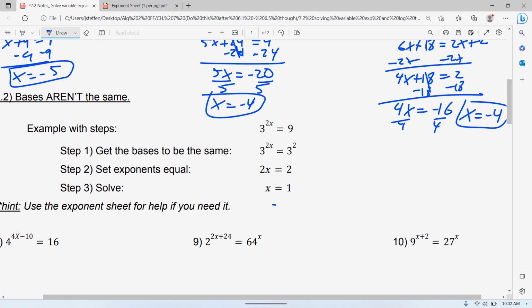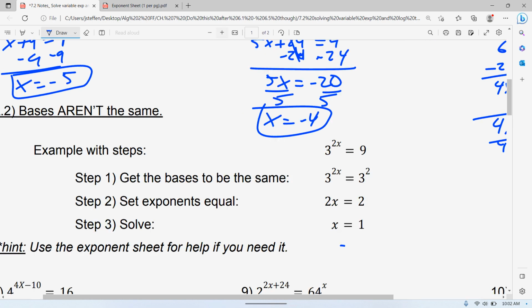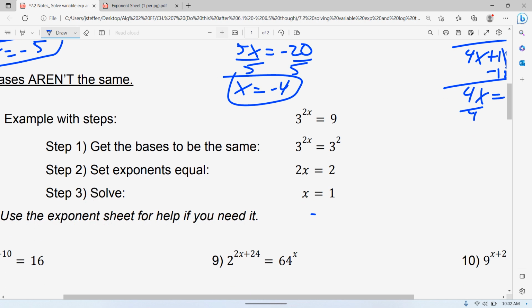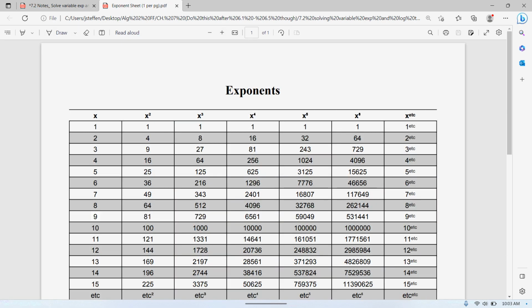That will happen every single time, and we'll talk about that in a second and when it doesn't happen. But most of the time, if you're trying to get these bases to be the same, you're trying to get the bigger ones reduced down to the same base as the smaller one. So take 9 and make it 3 raised to some exponent. Sure, you can always use your exponent sheet. If you need exponent sheets, I've got plenty of them over here. You're more than welcome to take those. I will give those to you on the test, just like the last time.